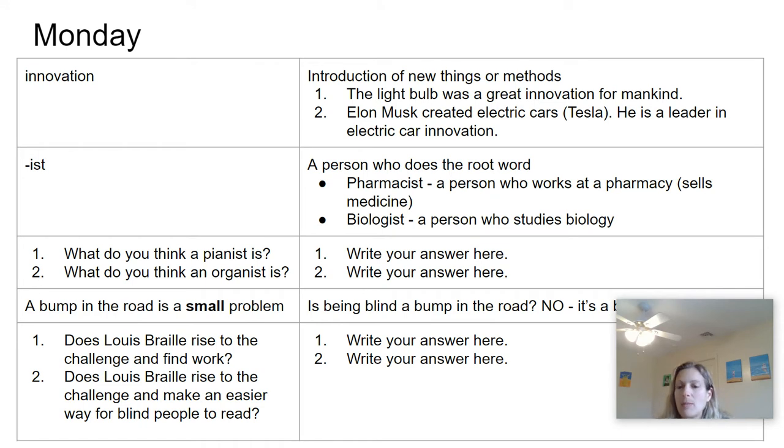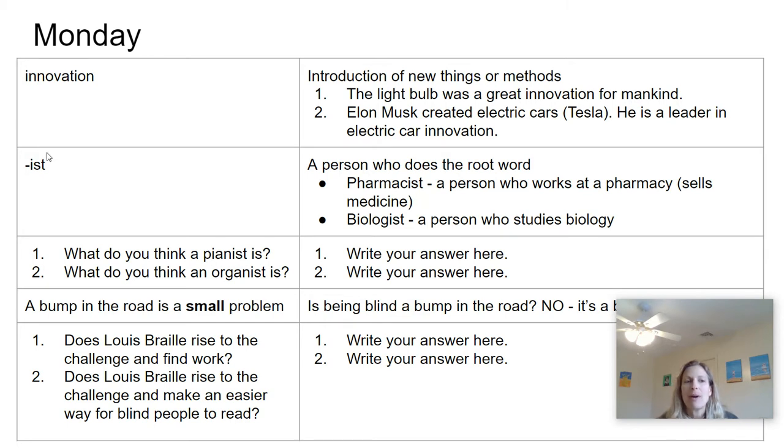So one of the words that we're going to hear about is the word innovation. That's the introduction of new things or new methods, new ways of doing things. Some examples of innovation in a sentence: the light bulb was a great innovation for mankind. It was a great new thing. Another example would be Elon Musk created electric cars. He's the guy who created the company Tesla, if you ever heard of that. He is a leader in electric car innovation. Again, innovation. A new way of having electric cars.